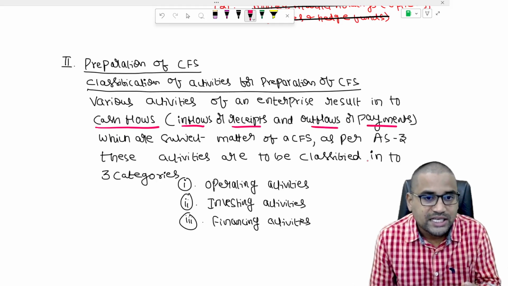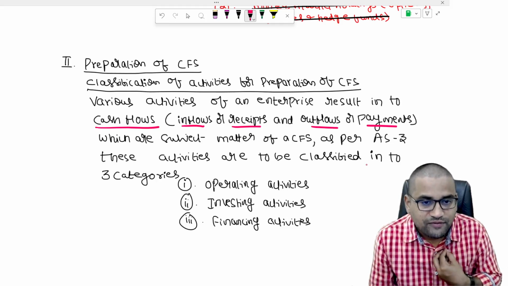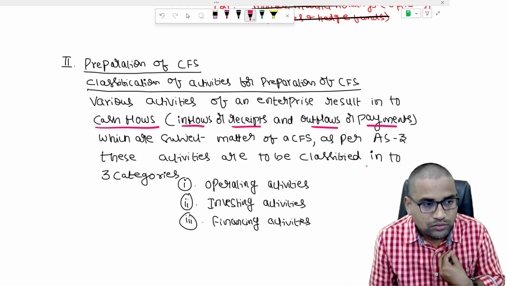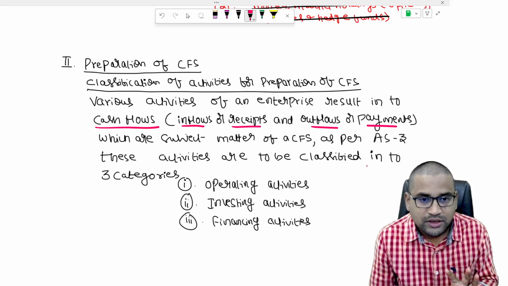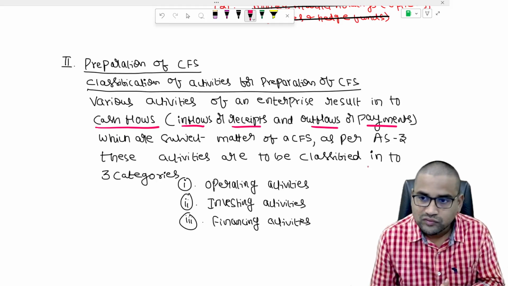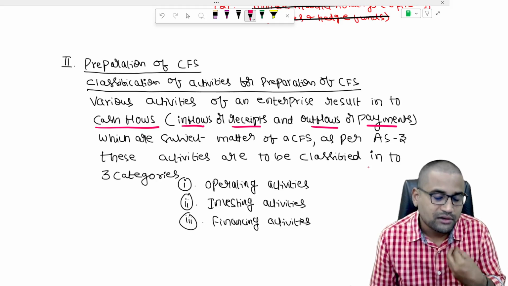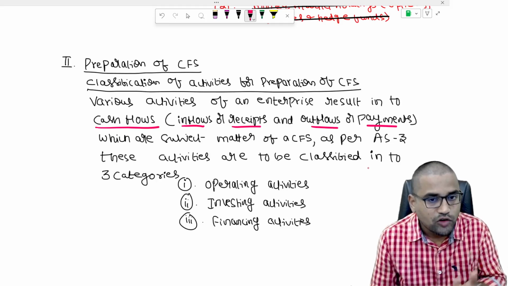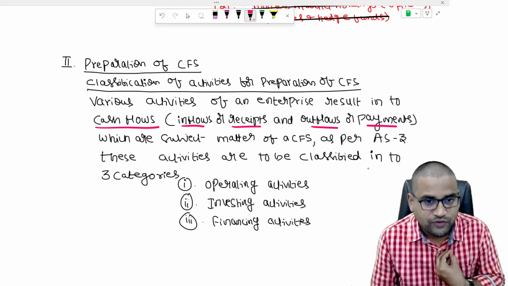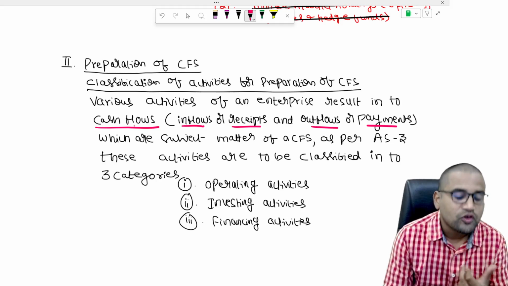For example, cash sales, inflow; purchase of fixed asset, outflow; commission received, inflow; salaries paid, outflow; government grant received, inflow; grant refunded, outflow; amount received from debtors, inflow; amount paid to creditors, outflow. Sales promotion expenditure, outflow; advertisement expenditure, outflow; selling and distribution expenses, outflow; dividend received, inflow. So cash flow means either inflow or outflow.